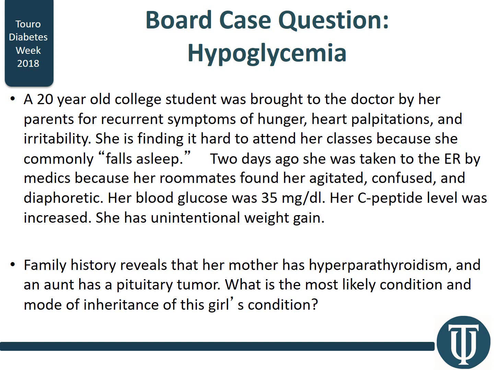Now, the history is further complicated in that her mother has hyperparathyroidism. She has an aunt that has a pituitary tumor. So now she's got an endocrinopathy history, including multiple different organs involved. So as you start to think about this, first of all, what's the cause of her hypoglycemia? And then two, what's the most likely mode of inheritance?